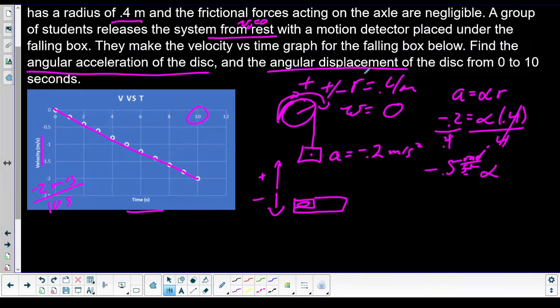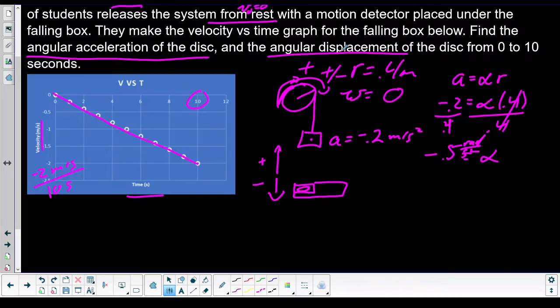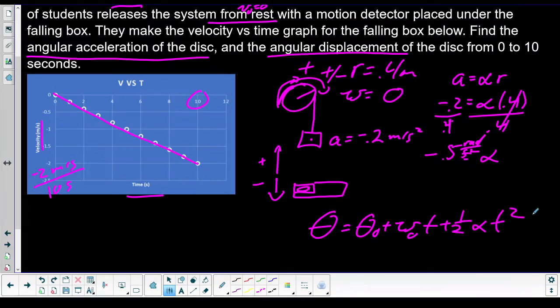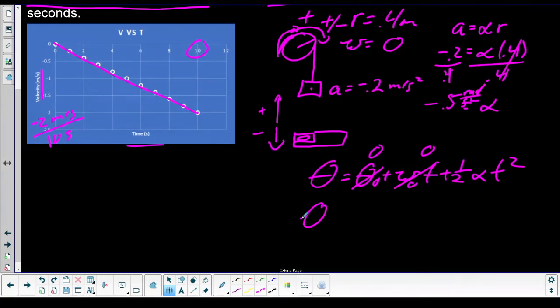So we want angular displacement now. So let's look at our angular displacement equation. Theta equals theta naught plus omega naught t plus 1/2 alpha t squared. Okay. Released from rest, that means our initial velocity is 0. So this term is 0. They don't tell us any sort of reference point for our starting position, so let's make that 0 as well. And now this simplifies really nicely to theta final equals 1/2 alpha times t squared.